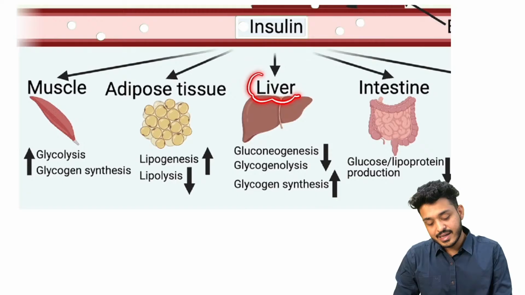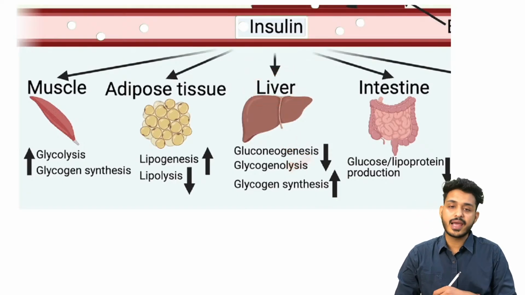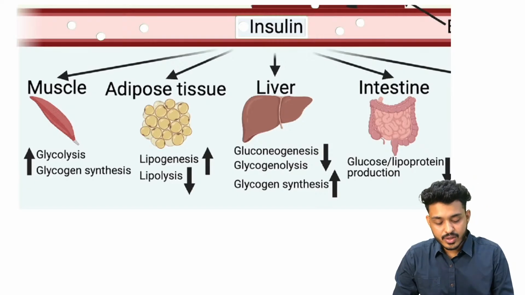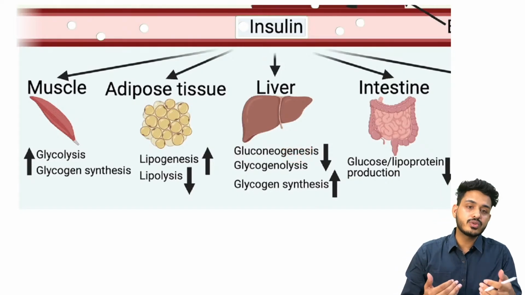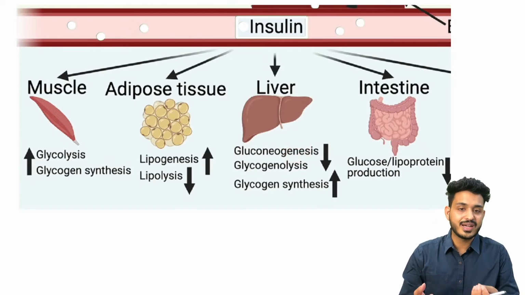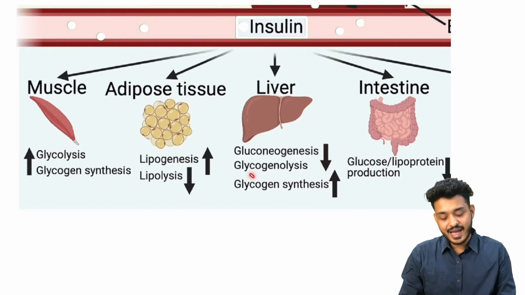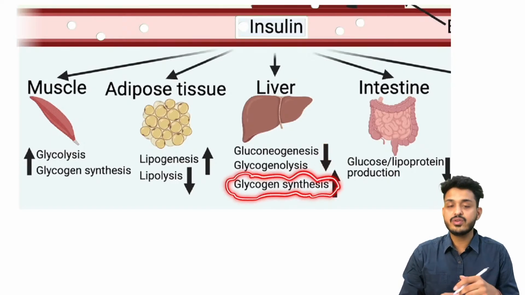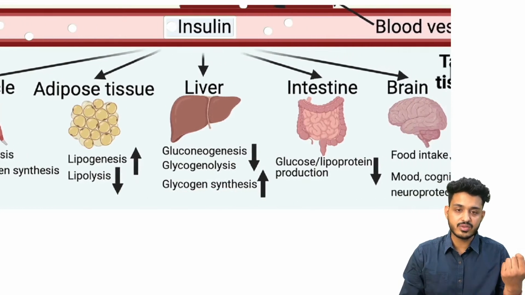Next, in the liver, it is going to decrease gluconeogenesis. It is going to decrease your glycogenolysis. Gluconeogenesis: gluco means glucose, neo means new, and genesis means formation. So new glucose is formed from non-carbohydrate sources, like proteins. Amino acids will be involved here. So this process will be decreased, and ultimately when you eat good food, when you eat more food, you will have an increase in glycogen synthesis.